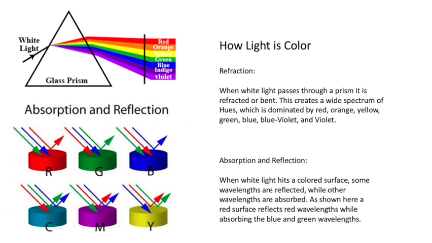For this course, we won't need to focus too much on additive color, as it is subtractive color that is the main branch of color theory used in painting. When white light hits a colored surface, some wavelengths are reflected while other wavelengths are absorbed. As shown here, a red surface reflects red wavelengths while absorbing the blue and green wavelengths. Similarly, a green surface reflects the green wavelengths while absorbing the red and blue.